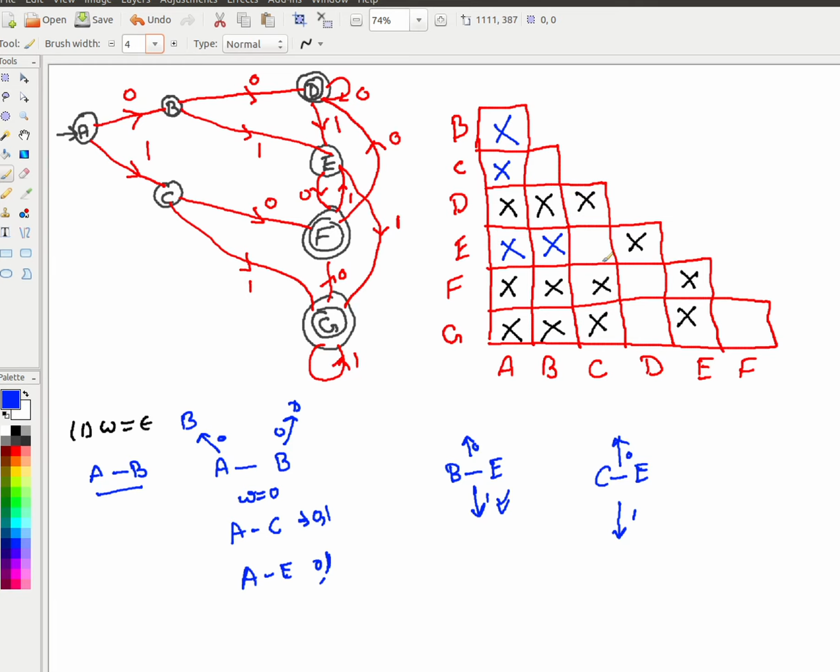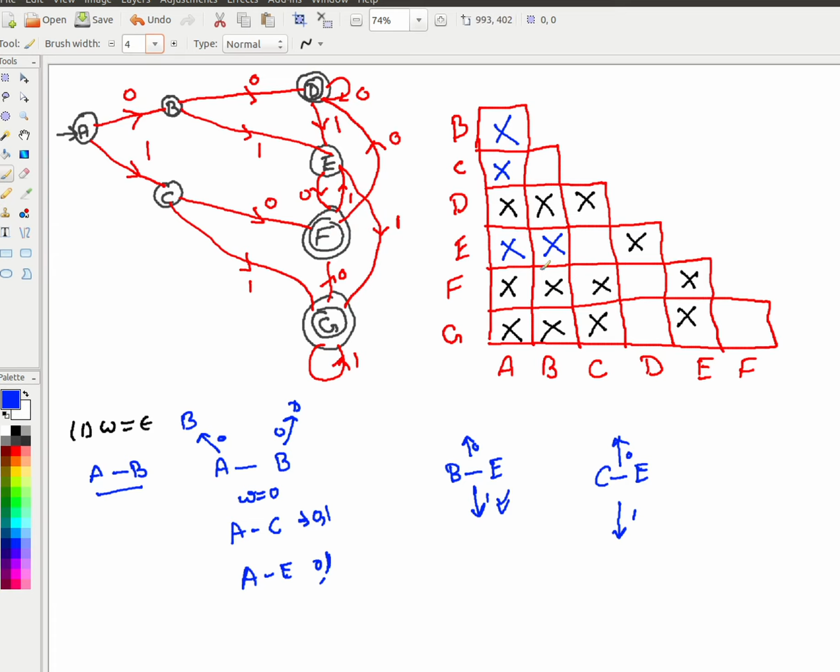Now next, what are you going to check? D and F. D at 0 remains at D. F at 0, where does it go? Oh, it goes to D. At 1, D goes to E, F also goes to E. So DF I cannot comment on at this point of time.